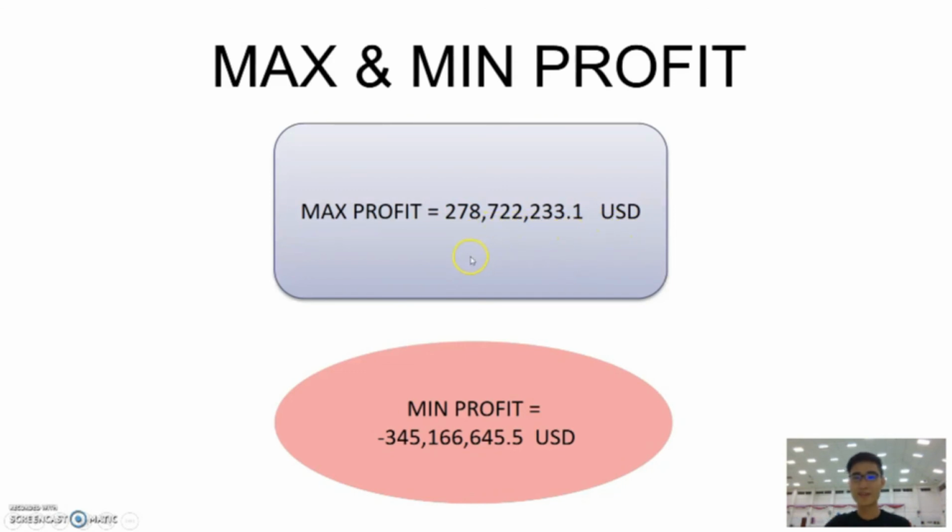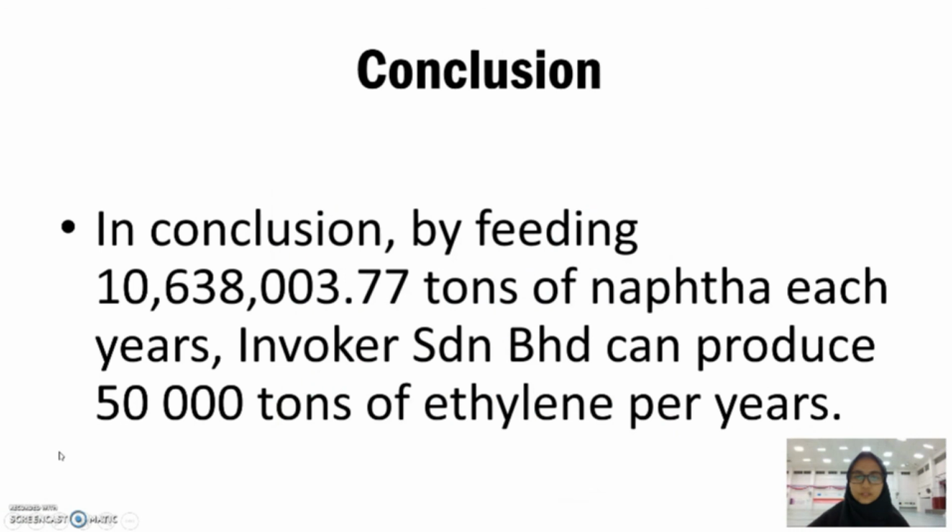The maximum profit we got is 278,722,233.1 USD, which is 278 million USD. The minimum profit we got is negative 345 million USD. So we got our revenue back. As the conclusion, by feeding hundreds of thousands of tons of naphtha each year, Invoker Sdn Bhd, which is our company, can produce 50,000 tons of ethylene per year, from which we can gain a profit.